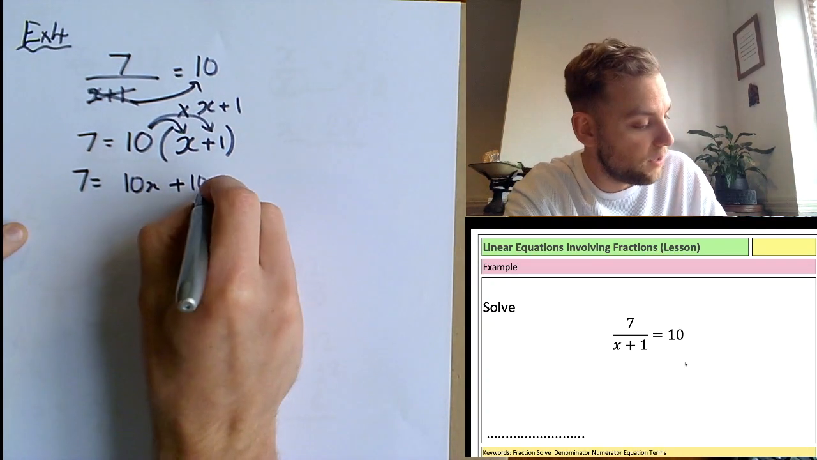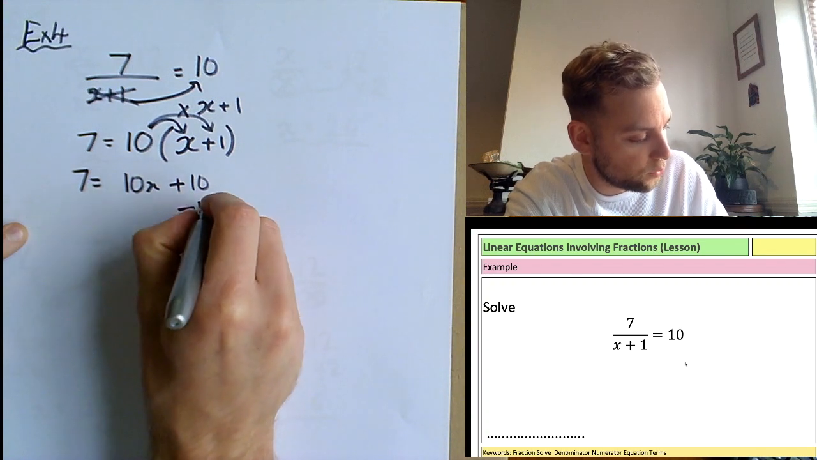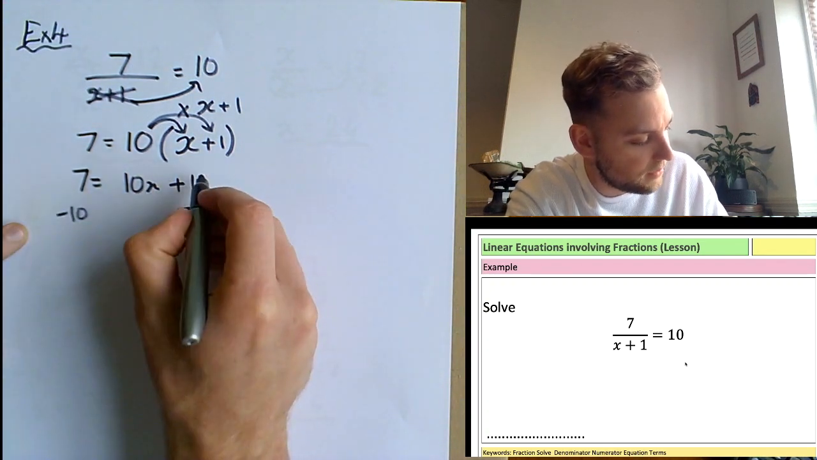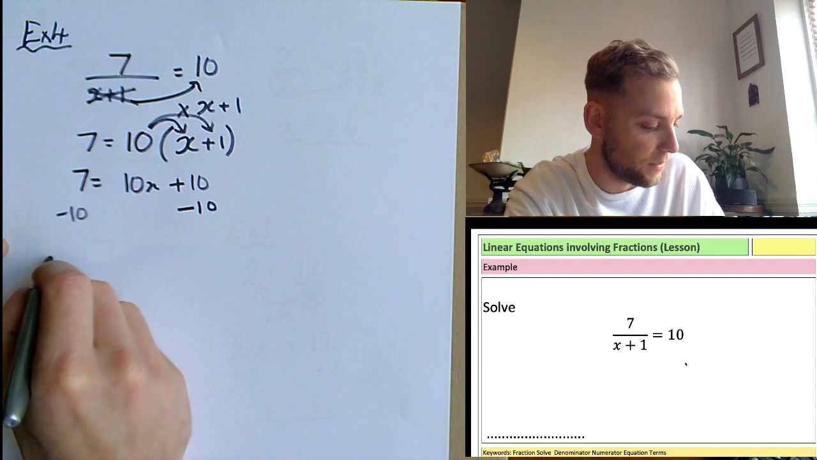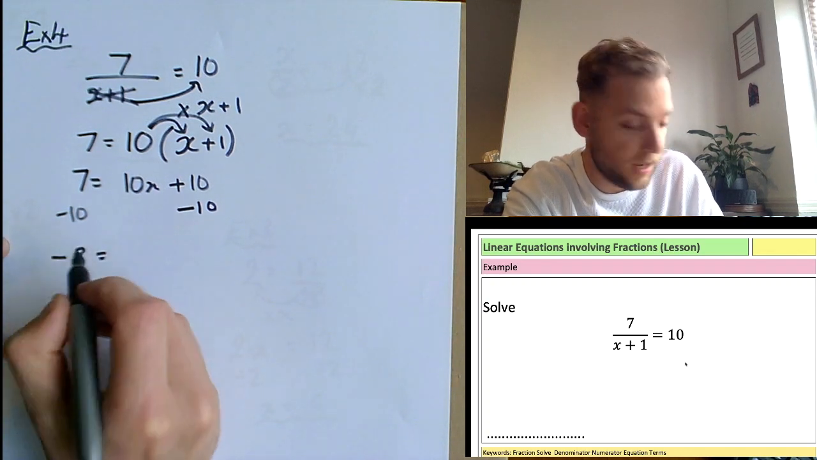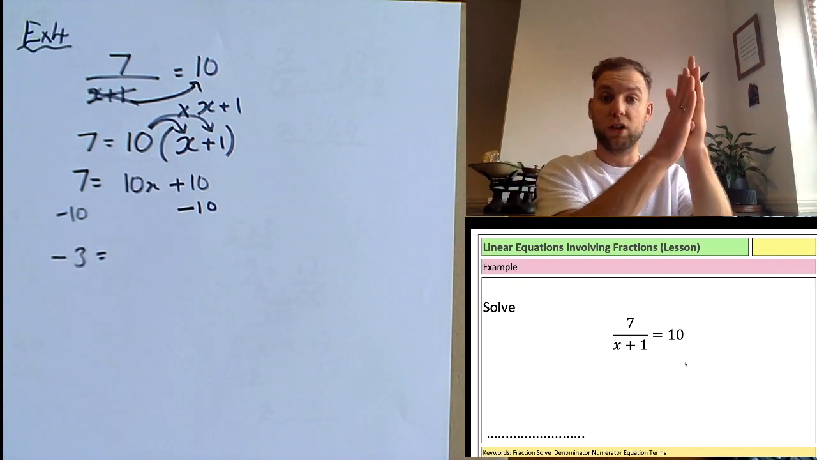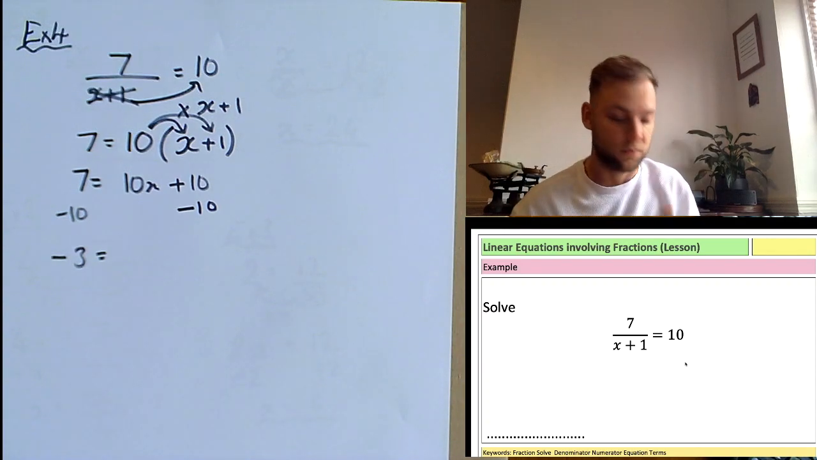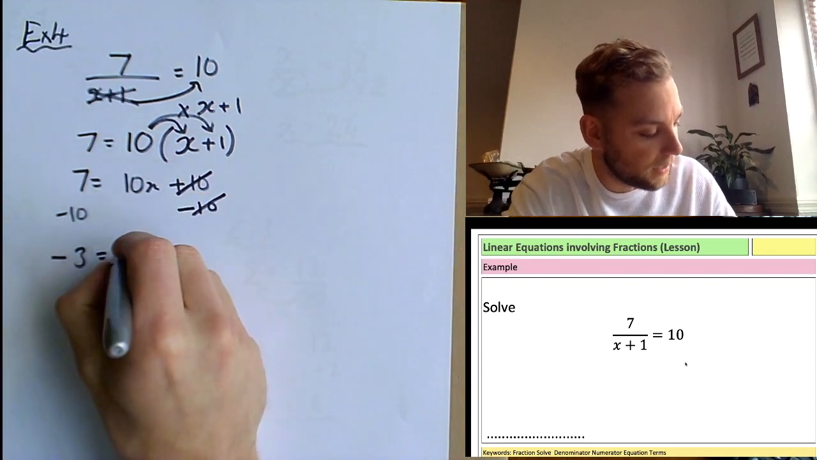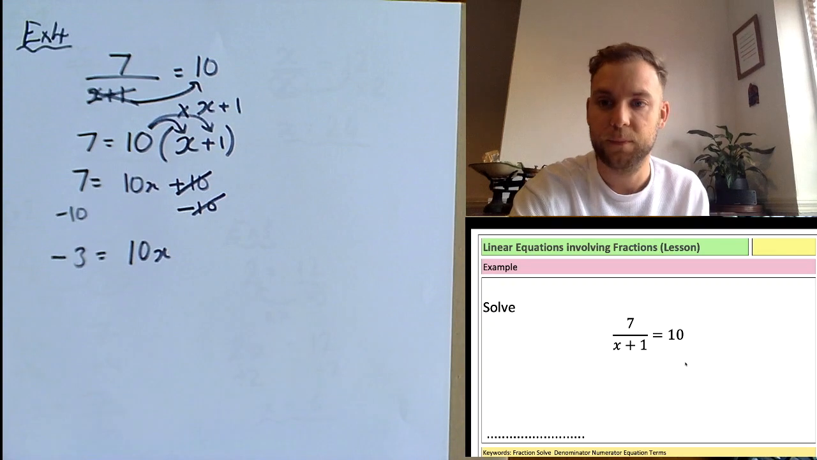Then we need to get rid of this 10 first by subtracting 10. Subtract 10 from this side. 7 take away 10 is minus 3. Again, don't be worried about that. Starting at 7, taking away 10 is minus 3. If I take away 10 from this side, I'm just left with the 10x.